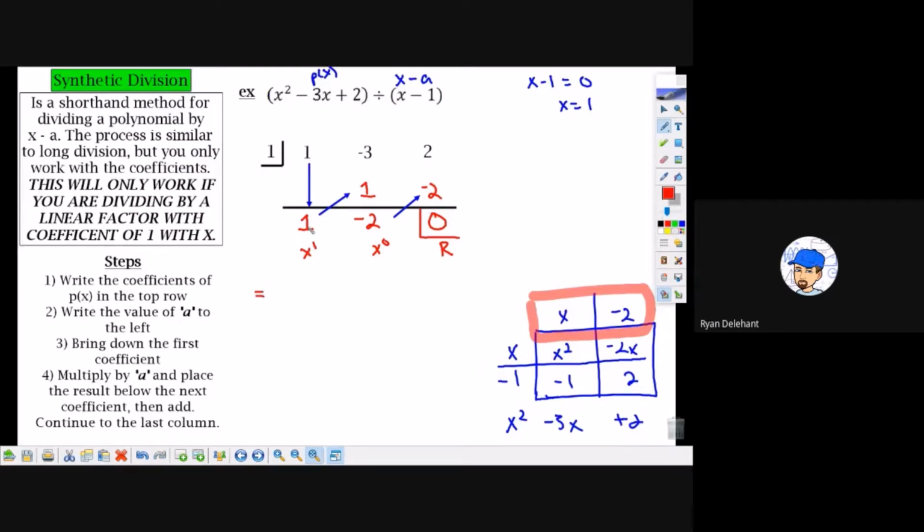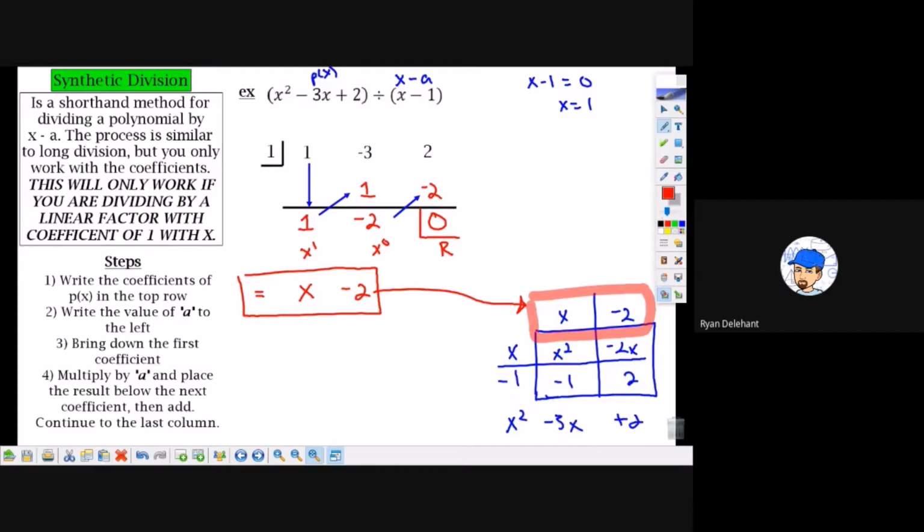So our answer is 1 times x to the first, which is x, -2 times x to the 0. This is one that'll catch people. What is anything to the power of 0? It's 1. So this is -2 times 1. You're basically multiplying these things. -2 times 1 is -2. That, because there's no remainder, is the answer. Look, that's exactly what we knew it should have been when we did it with the box.